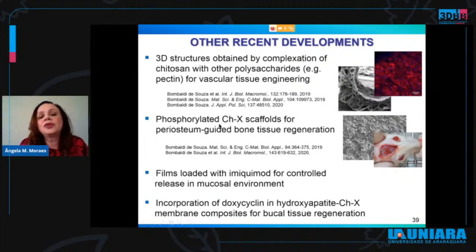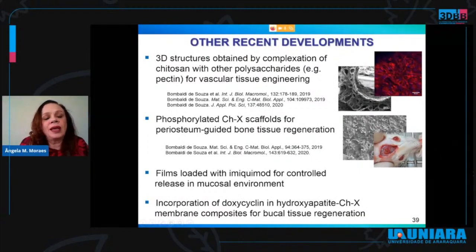We produced the phosphorylated chitosan xanthan gum scaffolds for periosteum-guided bone tissue regeneration. Here we can see that this membrane, in this case chitosan, was modified to add a phosphorylated group to improve mineralization.